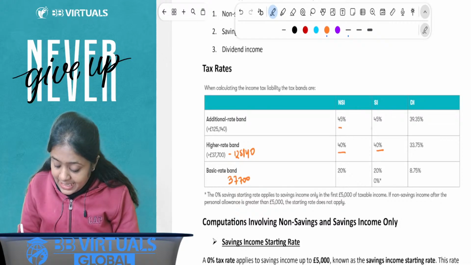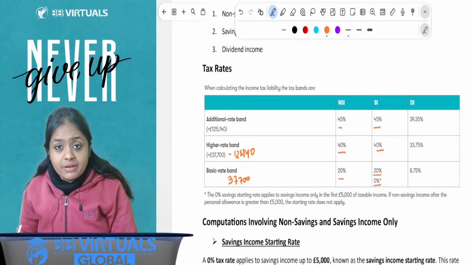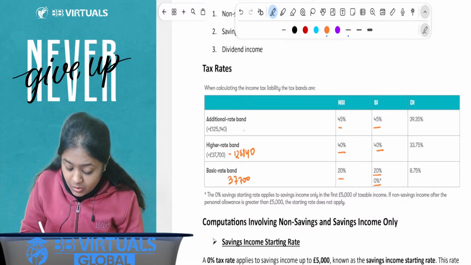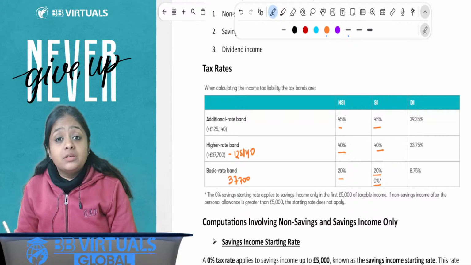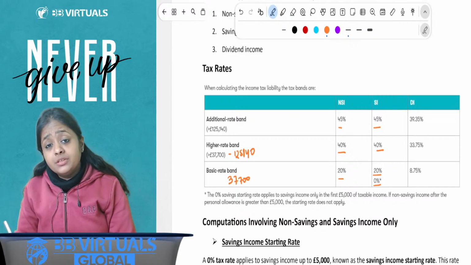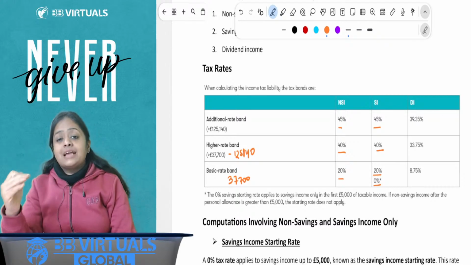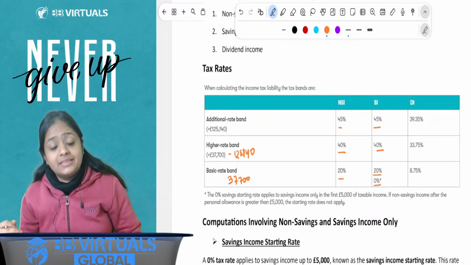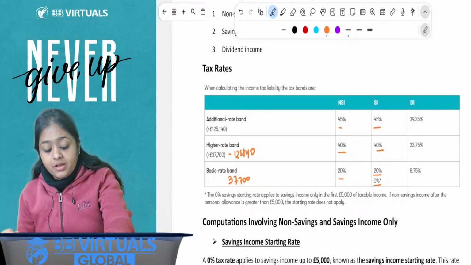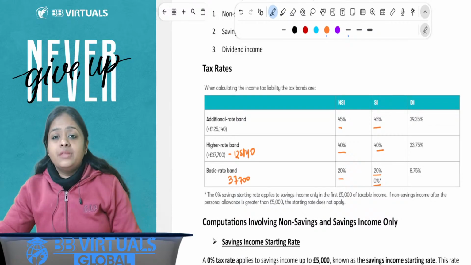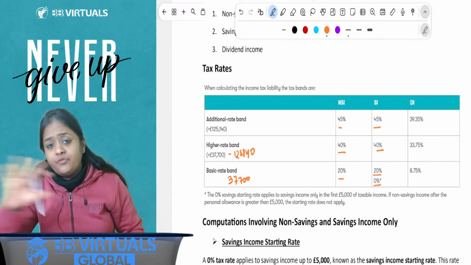For NSI and SI, the rates come in the same way. For the additional rate band, when the total taxable income goes beyond 125,140, we tax it at 45%. Now, I'll come to the nil rate band, but for now we just note the taxability. We always tax it category wise: non-savings income, then savings income, and then dividend income. Non-savings income is taxed normally at these rates, and there are no differences here.